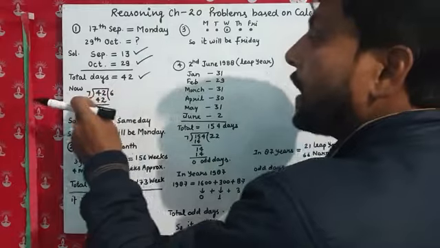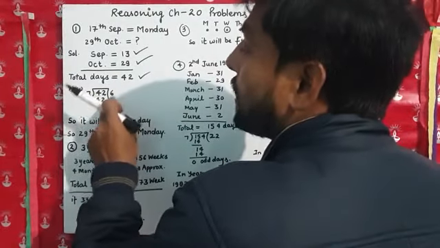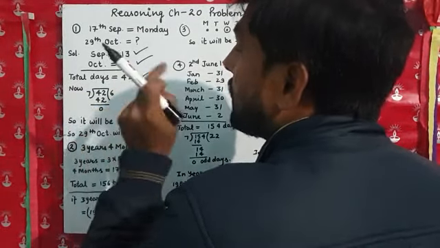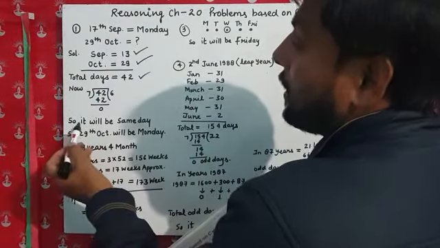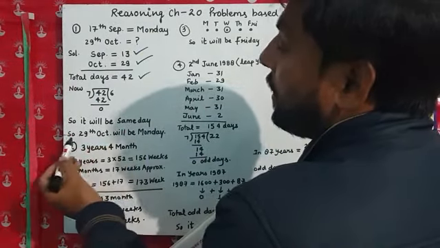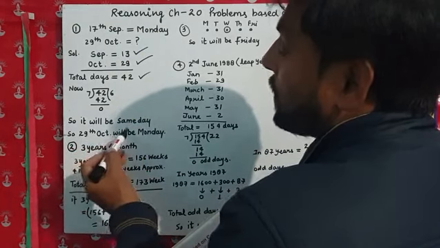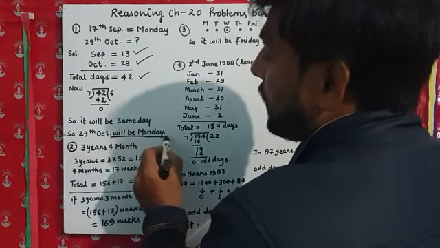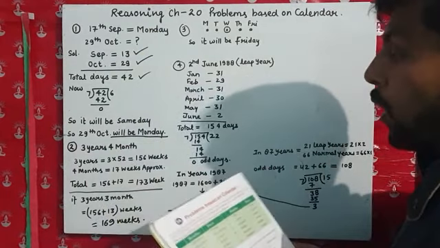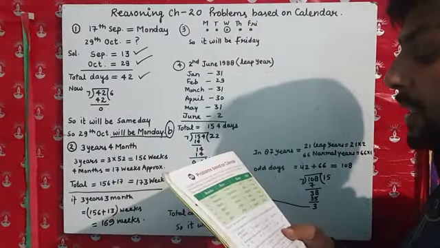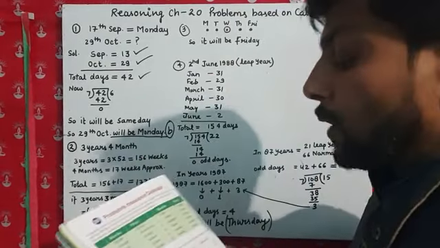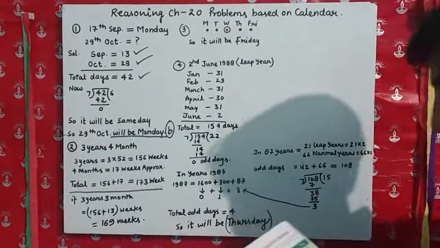Now we will simply divide it by 7. 7 sixes are 42. That means the remainder is 0, so after 42 days there will be the same day. So 29th October of the same year will be Monday. So the answer will be Monday. Here option number B is correct. Option B is given as Monday. That is correct. Now going to question number 2.